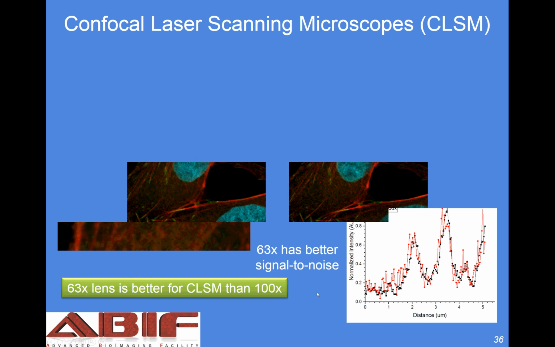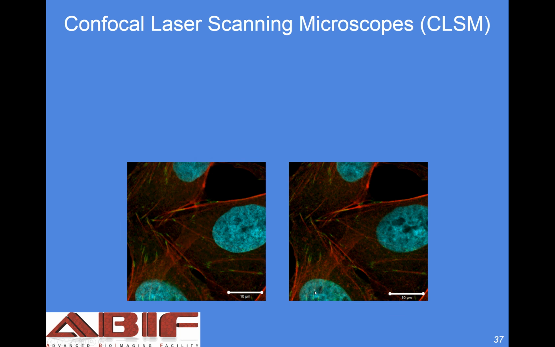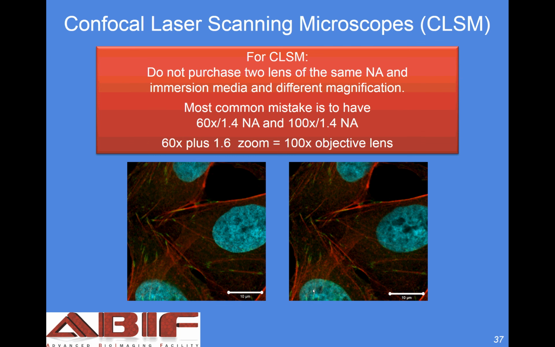So for laser scanning confocal microscopes, it's really important not to purchase two lenses with the same numerical aperture and immersion media, but different magnifications. You're not gaining anything from those very expensive optics when you can just take a 60x or 63x lens and add 1.6 zoom and get to the same resolution.